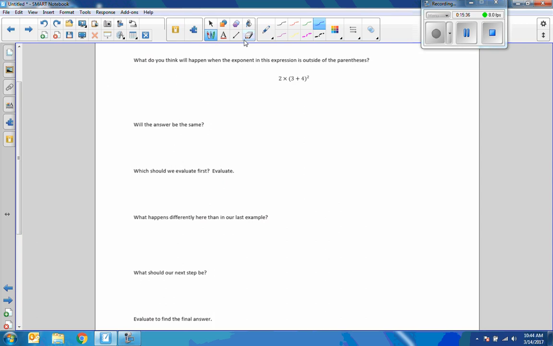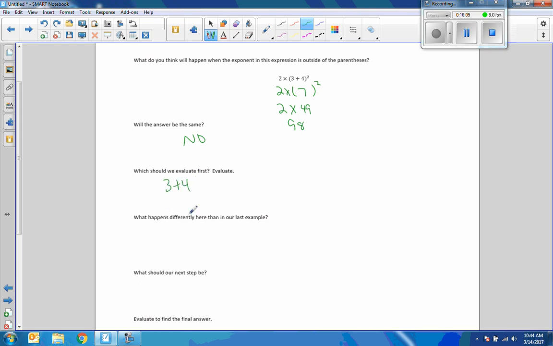What do you think will happen when the exponent in this expression is outside of the parentheses? When it's outside the parentheses, we need to do what's inside first. So I'm going to leave that just like that. And 3 plus 4 is 7. So I'm going to square the 7 first. The squaring comes before multiplication, so it's going to be 2 times 49. That's going to come out to be 98. Will the answer be the same? No.